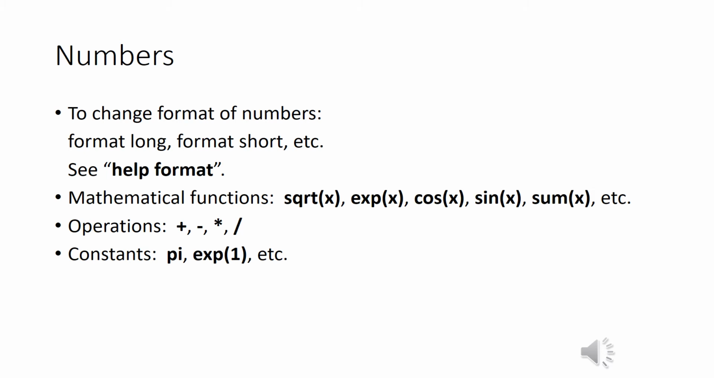Then we have mathematical functions like square root of x, exponent of x, cos, sine, and summation of x, etc. The operations we can perform in MATLAB with numbers are addition, difference, multiplication, and division. It also has lots of constants available for you, for example, exponent 1 is a constant and pi is a constant. We have different other constants also.